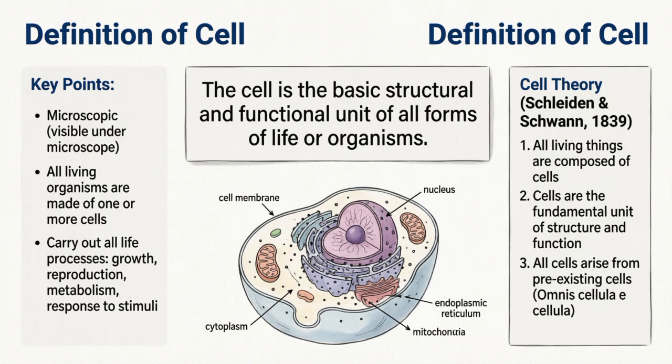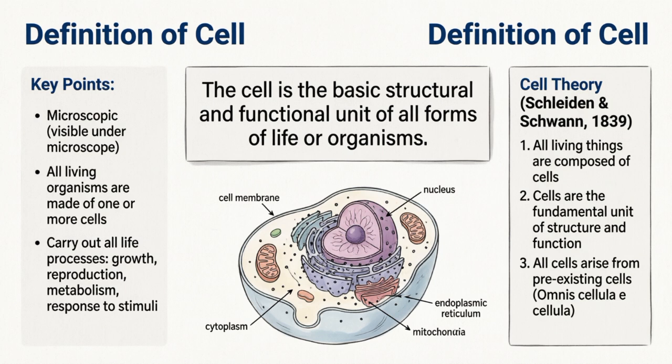Point 2, universal building blocks. Second, every single living organism you see around you, from the smallest bacteria to the largest blue whale, is made of one or more cells. Point 3, life processes. And third, these cells are busy. They carry out all essential life processes, including growth, reproduction, metabolism, and responding to stimuli from their environment.